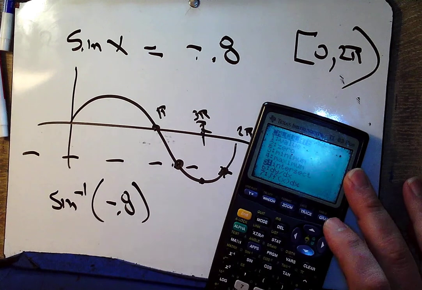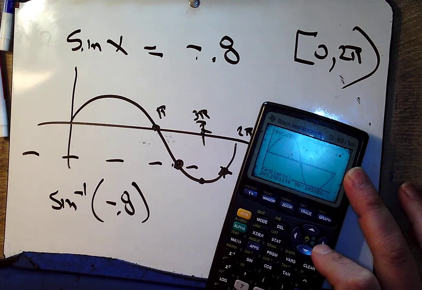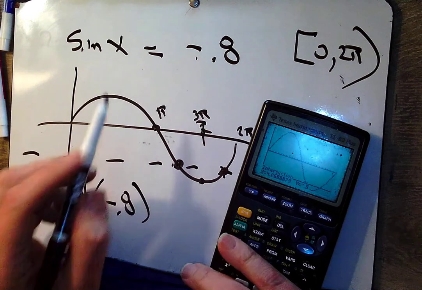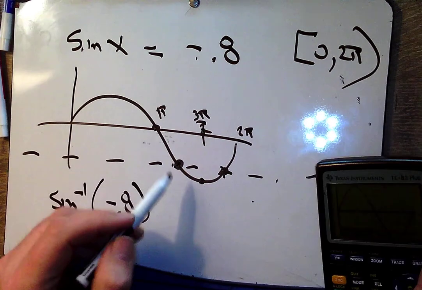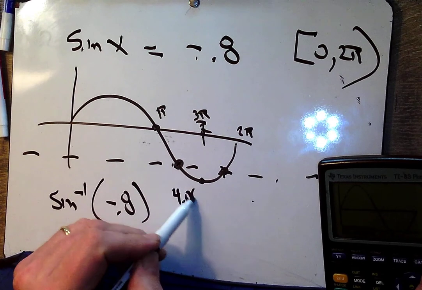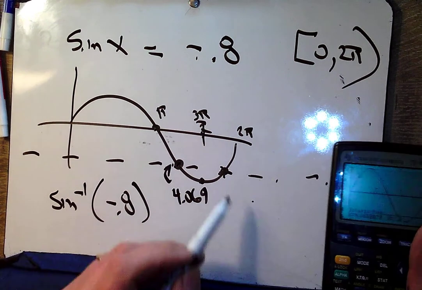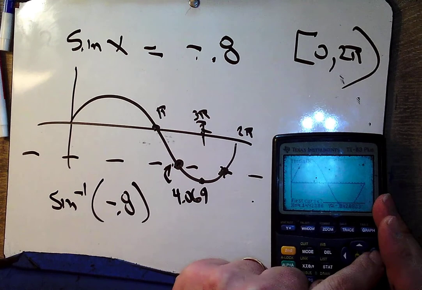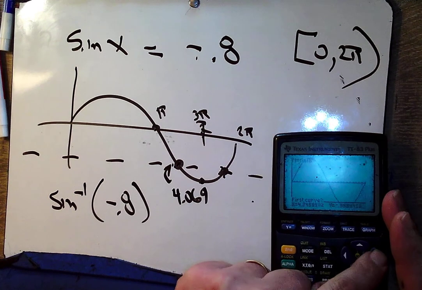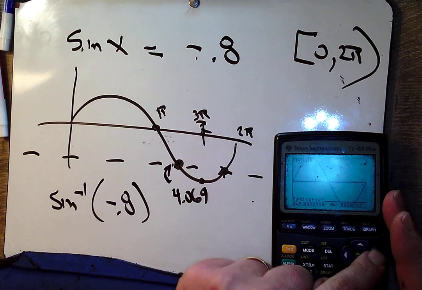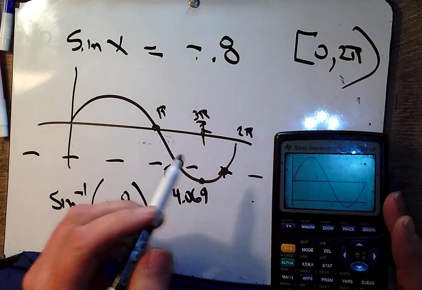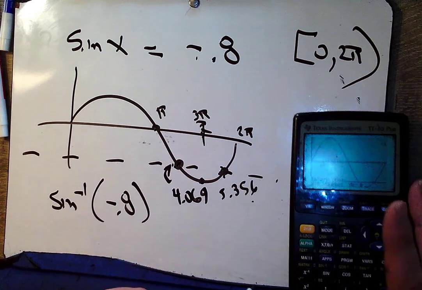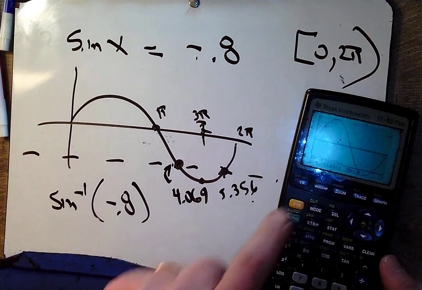Second, calculate intersect. Bring close to point of intersection. Enter, enter, enter. And I get that this point is at 4.069. And what about that one? Second, calculate intersect. Enter, enter, enter. And I've got 5.356.